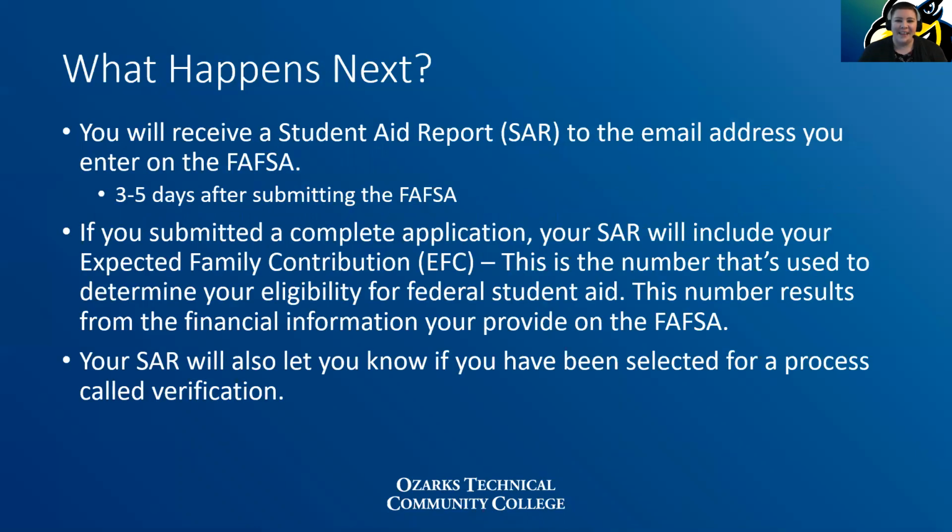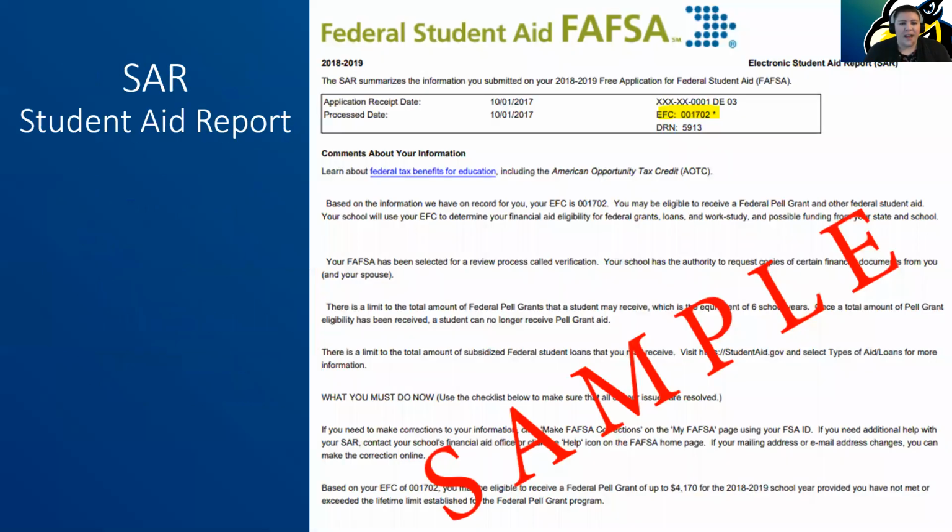So what happens next? You'll receive a Student Aid Report, or a SAR, to the email address you entered on the FAFSA. This will usually happen about 3 to 5 days after submitting the FAFSA. If you submitted a complete application, meaning that you didn't skip things, your SAR will include your expected family contribution. This is the number that's used to determine your eligibility for federal student aid. This number results from the financial information you provide on the FAFSA. Your SAR will also let you know if you have been selected for a process called verification. So I have here a sample SAR.